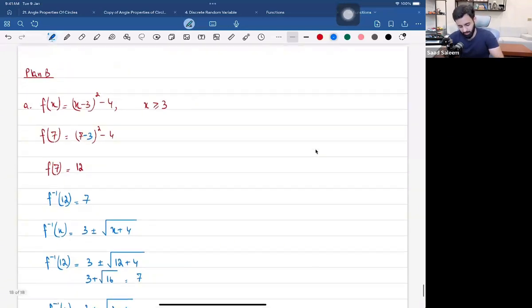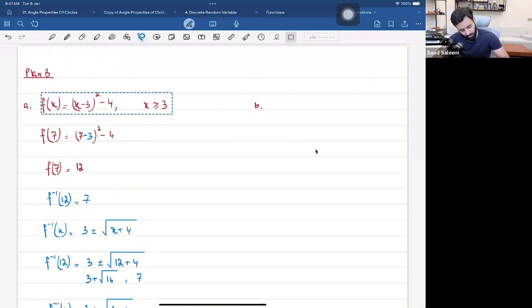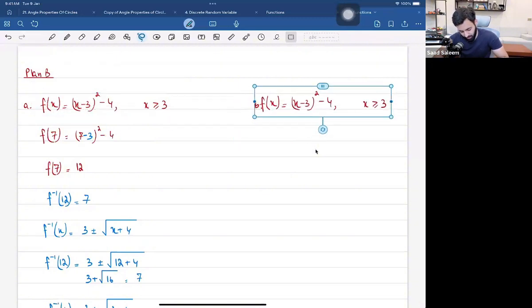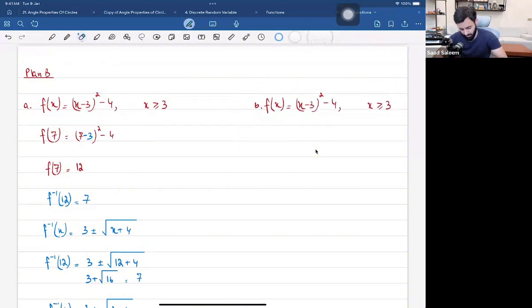Now, let's apply this to part B also. Everything's the same, except that the domain of part B is slightly different. It's lesser than or equal to 3. Now, give me any value which is lesser than or equal to 3. Less than 3, ideally. 2. Okay, let's take 2. And this works with any value. As long as it's in the domain, it's going to work with any value.